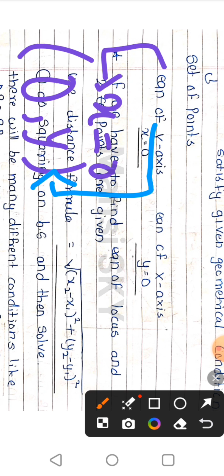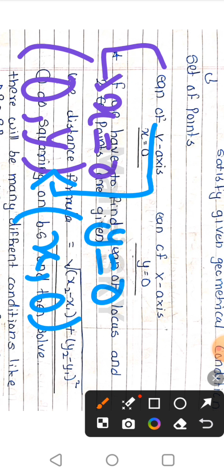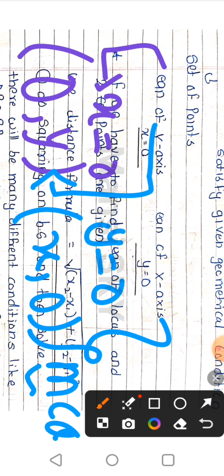Okay, so this is the thing for y-axis. Now let's move on to x-axis. What is the equation of x-axis? Equation of x-axis is nothing but y is equal to 0, and the coordinates for x-axis are x comma 0. So this is a very important concept for MCQ type questions.